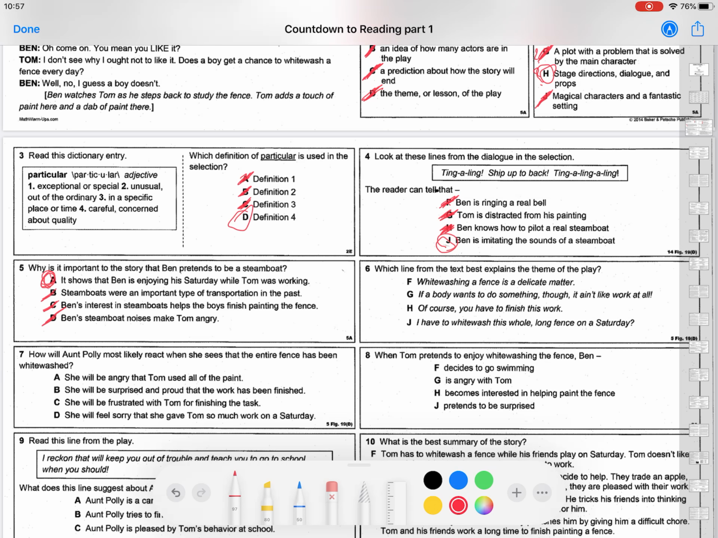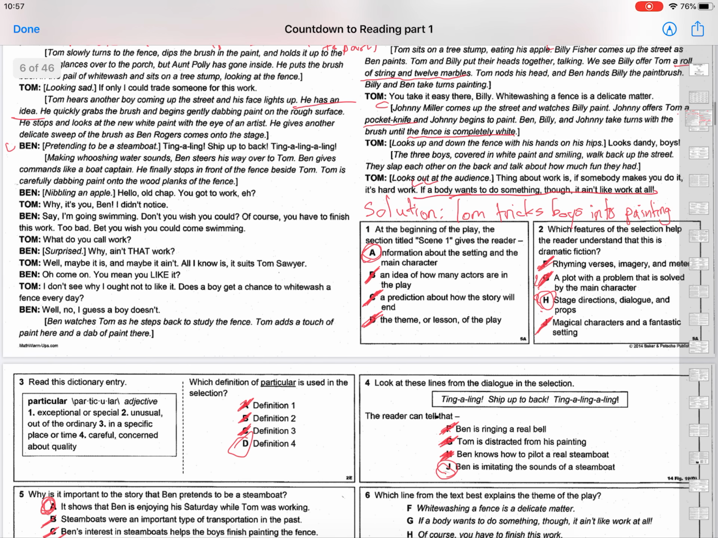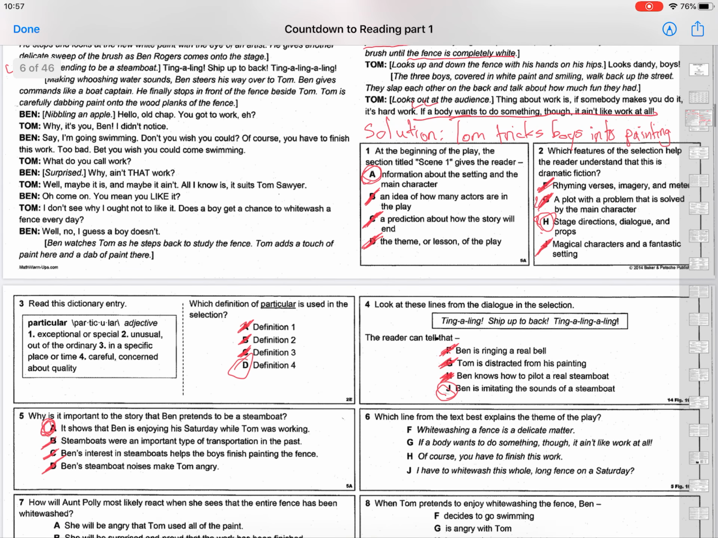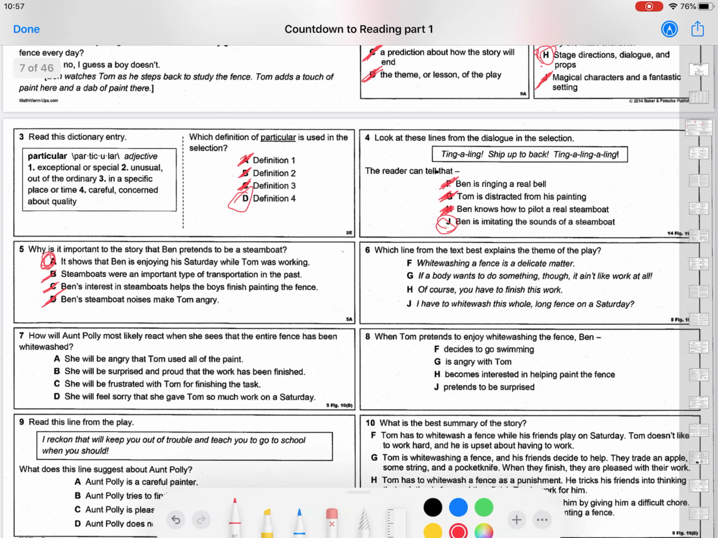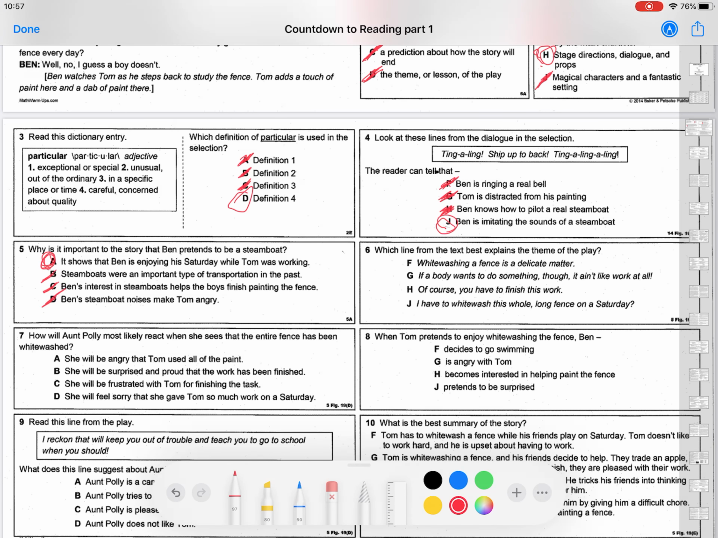Which line from the text best explains the theme of this play? Well, because of our stopping jots, we know that our lesson learned is if a body wants to do something, it ain't like work at all. We have all of these options. Of course, you have to finish work. That doesn't really give us a theme. I have to whitewash this whole fence on Saturday. That's a character line. It doesn't really give us a theme either.